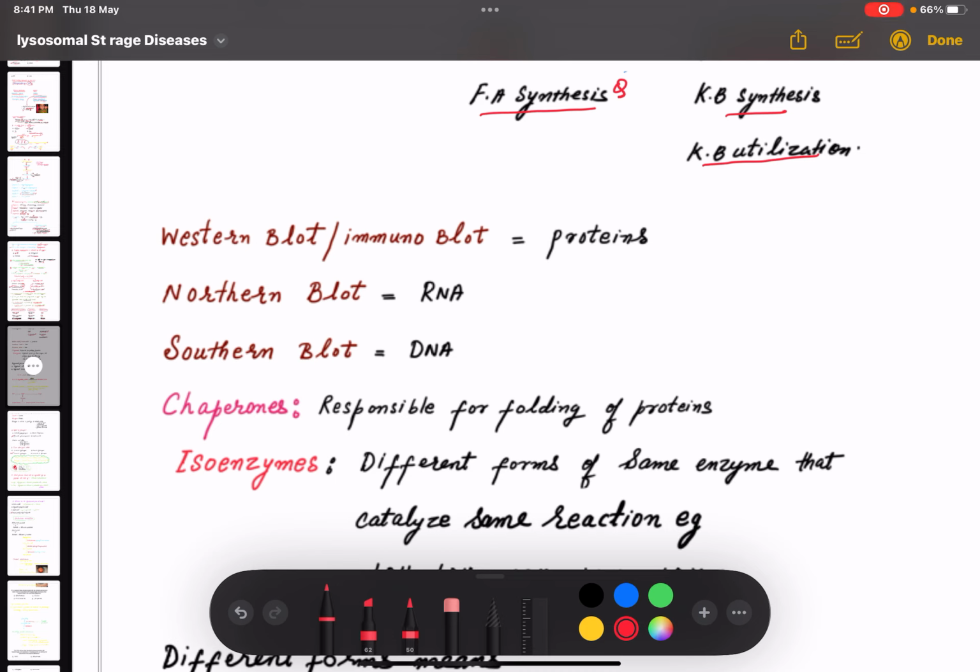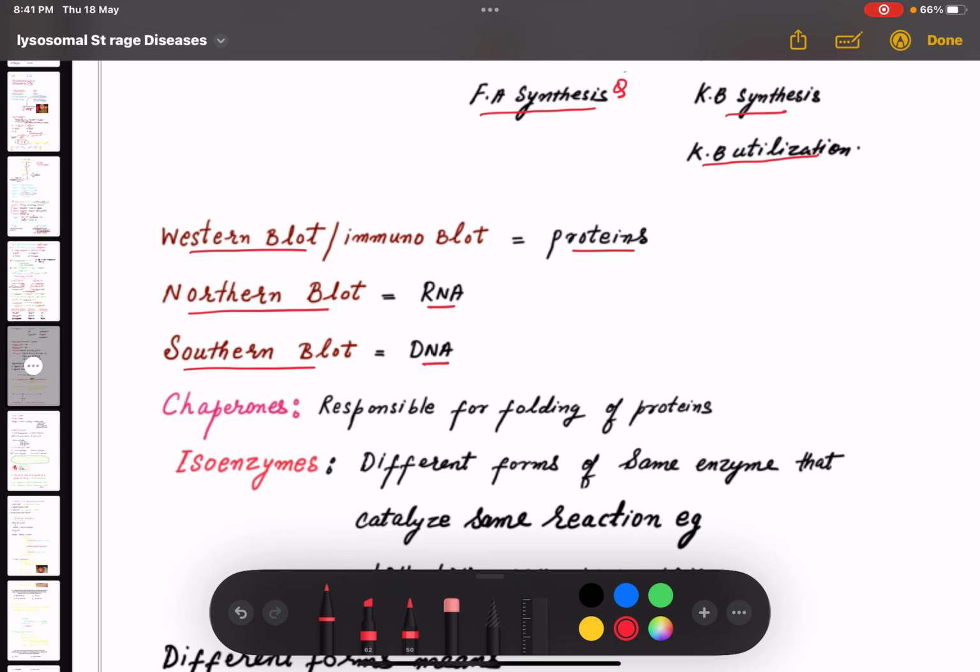Now let's remember another important topic, that we have some blots like western blot, northern blot, and southern blot. This western blot assay is done for proteins. Northern blot is for RNA. And southern blot is for DNA.